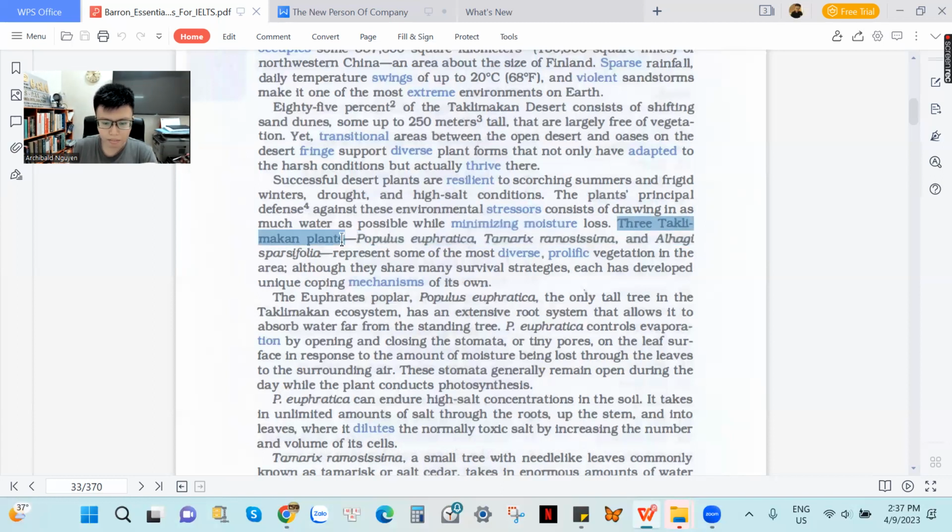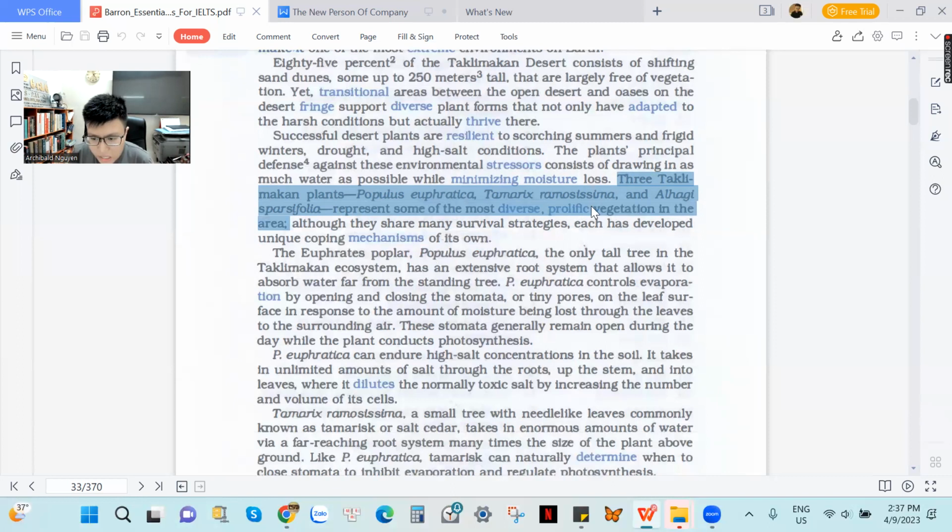Three Taklimakan plants. Let's just forget the names of these plants. We don't need to pay attention to the names. We just need to know that three Taklimakan desert plants represent some of the most diverse, prolific vegetation in the area.